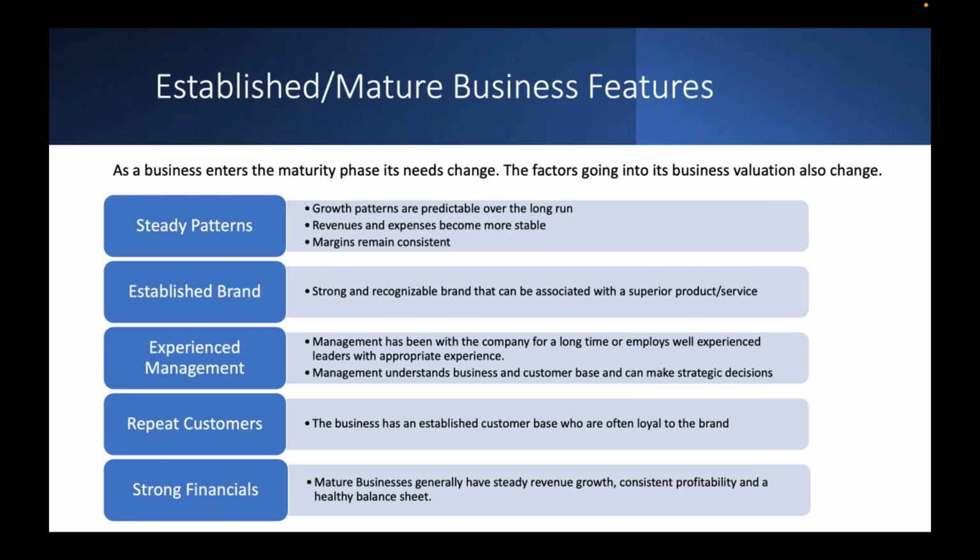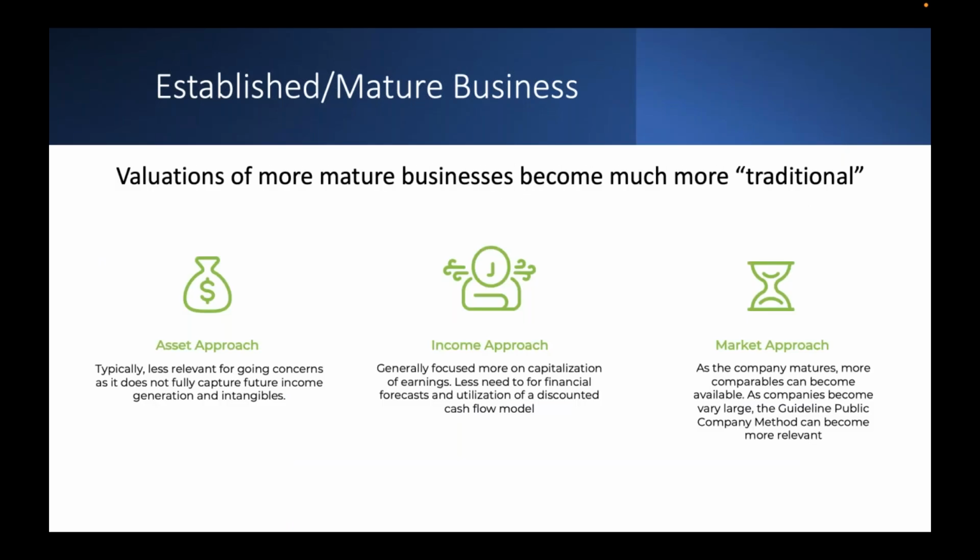So, a little bit different than some of the approaches that Scott just went through. Once companies reach this maturity stage, the methods tend to get a bit more conventional than the early stage companies. And Scott touched on these briefly as well, but understanding them as an advisor and a business owner can be pretty helpful with clients that have mature businesses.